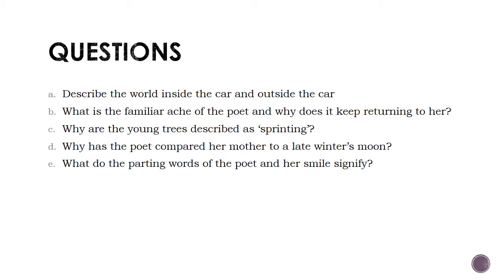Question number 4. Why has the poet compared her mother to a late winter's moon? During the late winters, the moon does not shine because it is hidden by the fog and mist. We cannot experience the shine of the moon. Similarly, mother at the age of 66 has lost her brightness and shine. She looks pale and dull, just like the moon during the winter season.